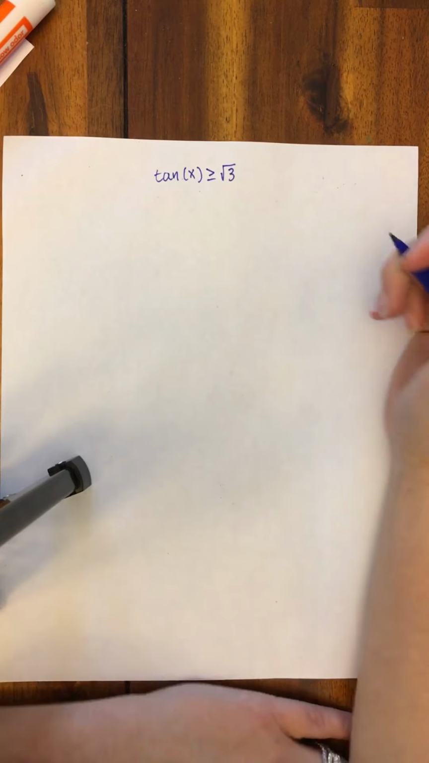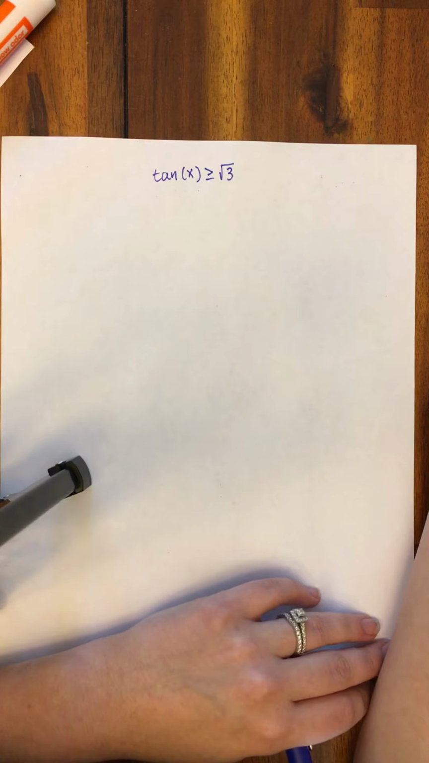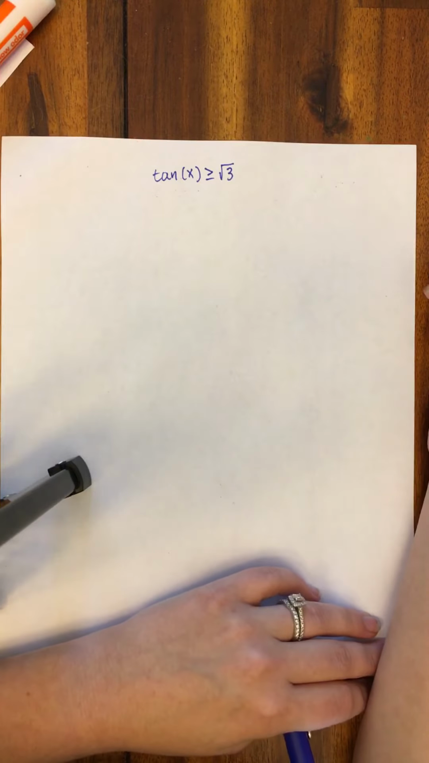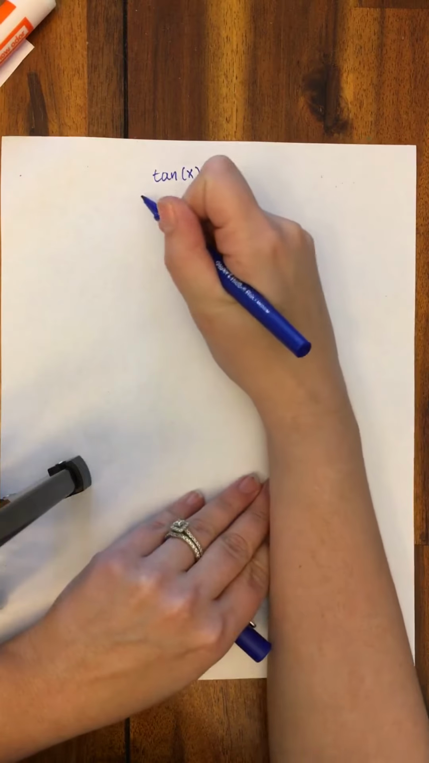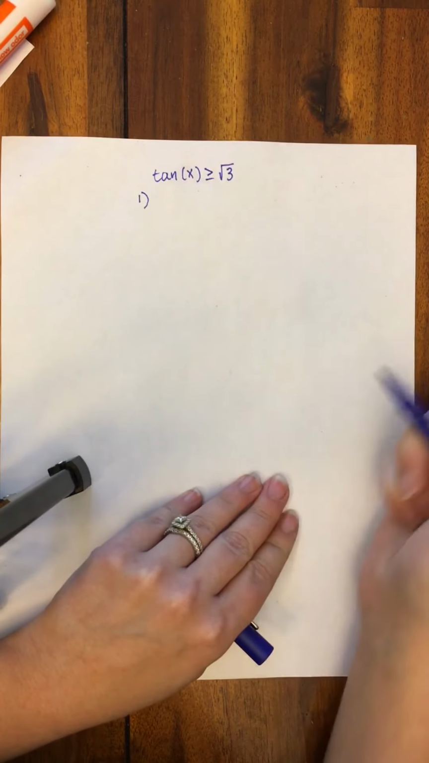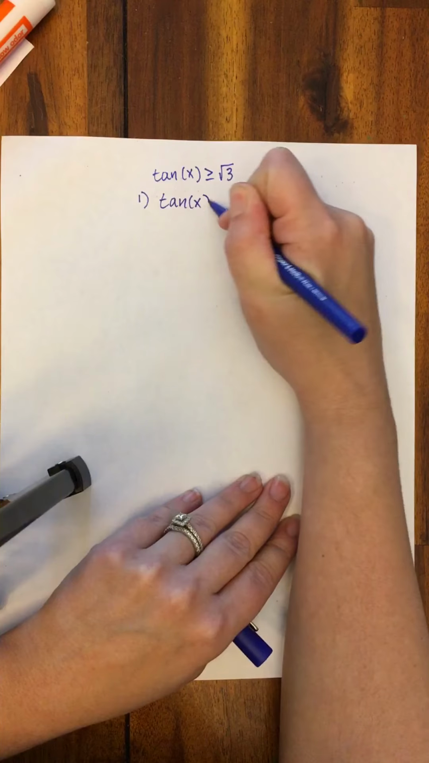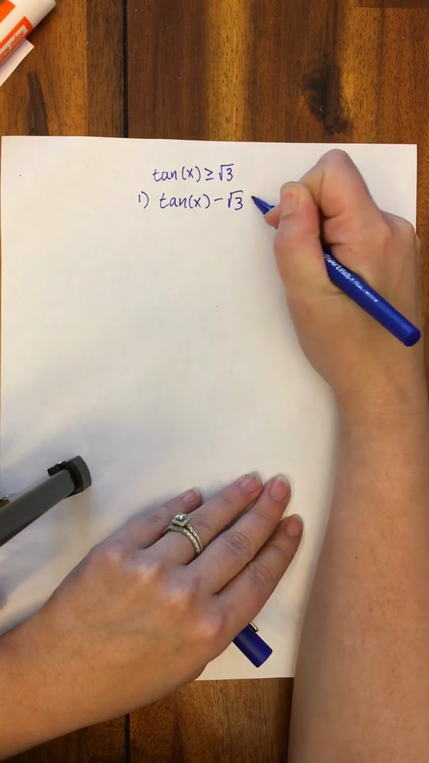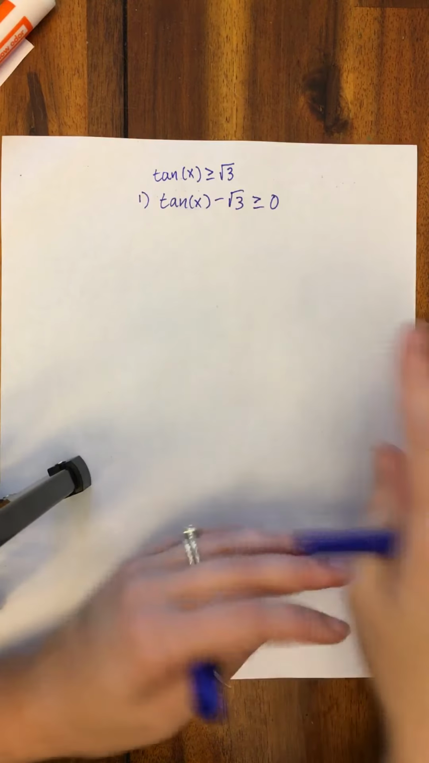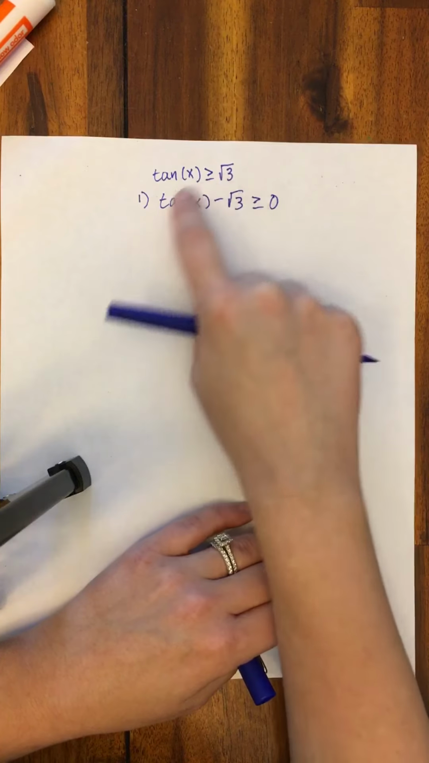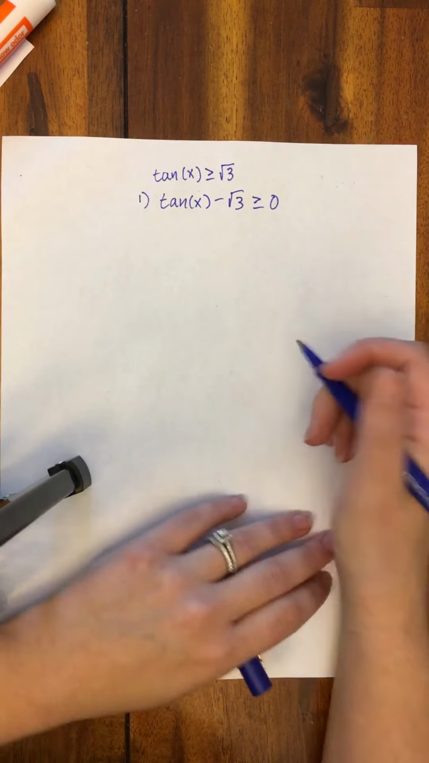Hey everyone, I'm going to talk about the solution to the problem tan x greater than or equal to the square root of 3. If you follow the steps described in the notes, step number 1 tells you that you want to get 0 on one side of your inequality. So we're going to subtract the square root of 3 over, so we get greater than or equal to 0. That's because we're going to build a sign chart eventually, so we want to compare something to 0 so that our signs, positive or negative, make sense.